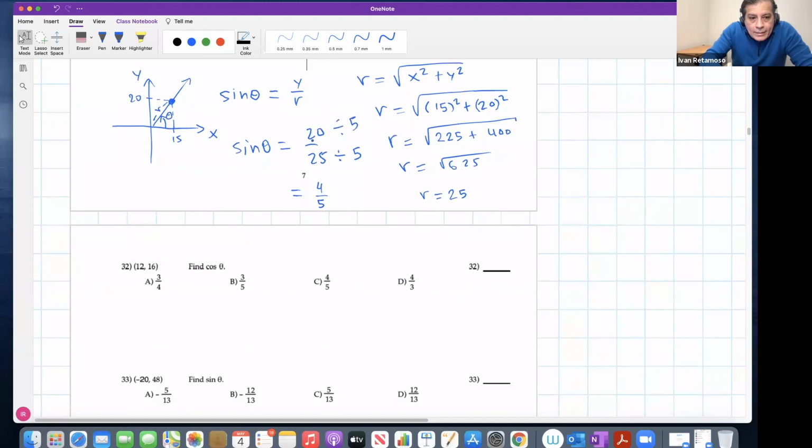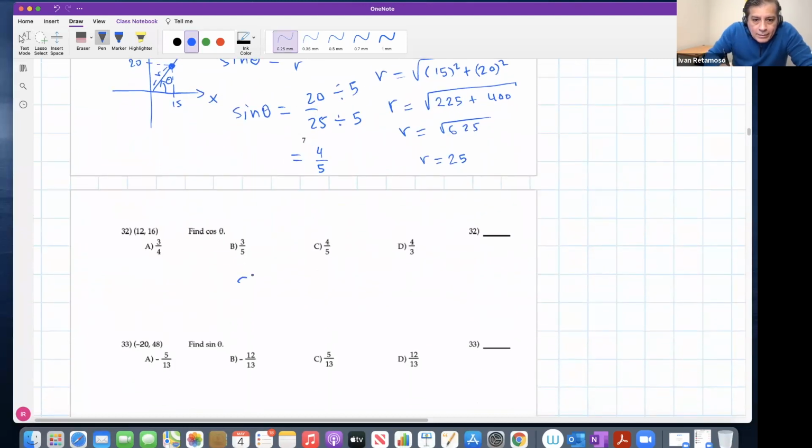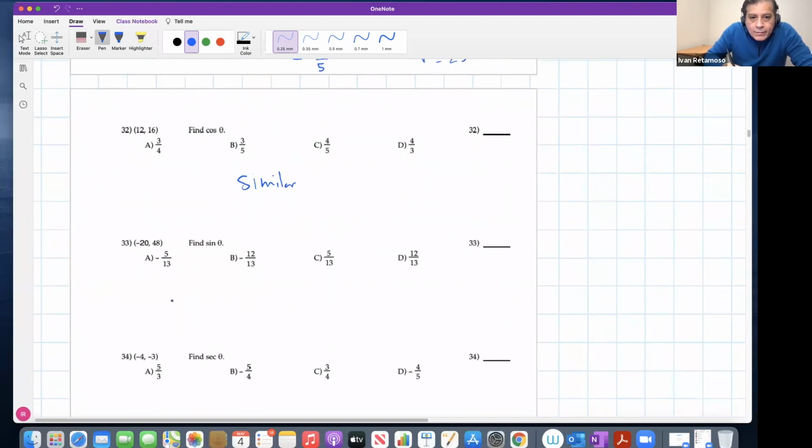Let's look at 32. 32 is similar, so I'm not going to do it. Instead, I will do 33, which is a little bit different because look, this is X, this is Y. X is negative, Y is positive. But still, guys, sine of theta is still Y over R, no matter what. And R is still equal to the square root of X squared plus Y squared.